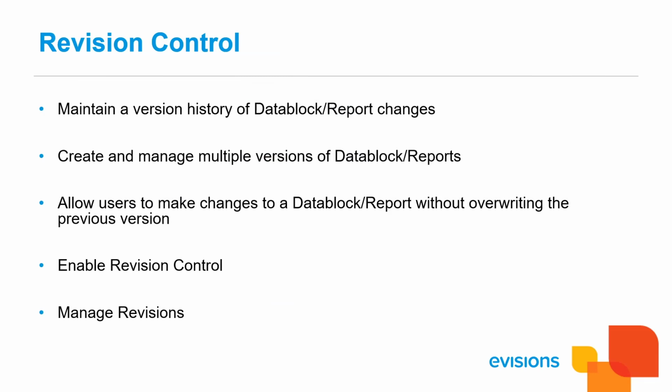The next thing I want to talk about is revision control. Revision control allows you to maintain a version history of your data block and reports, along with a record of each version's author and notes. Revision control provides a system for creating and managing multiple versions of the data block and reports. Essentially, it allows you to make and save changes to a report or data block without having to worry about overwriting the previous version.